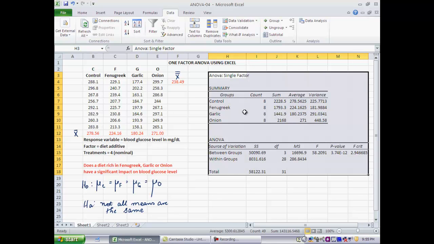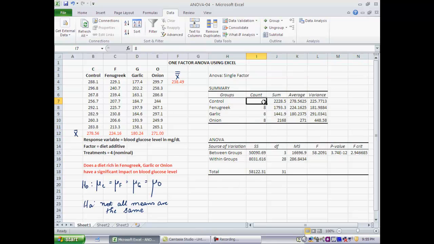So let's see what this is giving us. As you can see, for each of the 4 groups, 4 populations here, control, fenugreek, garlic, and onion, the sample size is 8. There were 8 rats in each sample. Notice the averages are 278.56, 224.16, 180.23, 271. Those are the sample means. You can see that they have been calculated here in red.